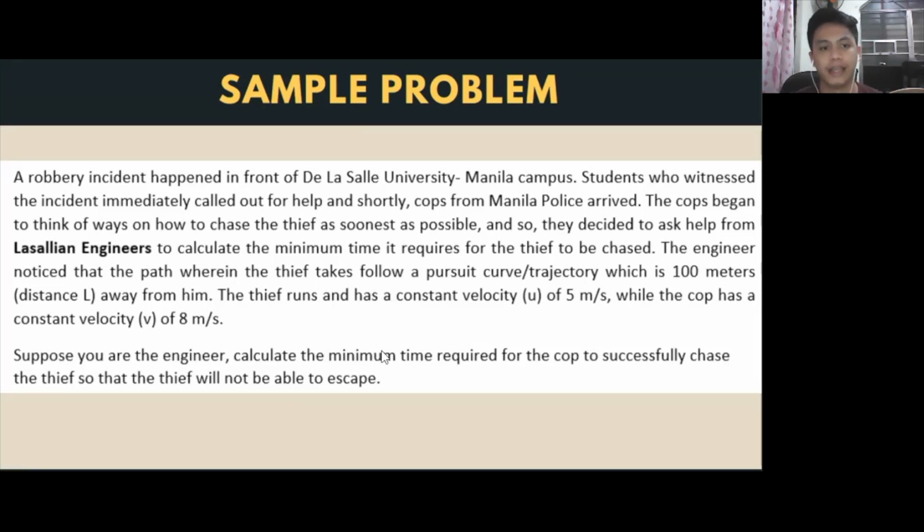The engineer noticed that the path the thief takes follows a pursuit curve or trajectory, which is 100 meters away from him. The thief runs at a constant velocity u of 5 meters per second, while the cop has a constant velocity v of 8 meters per second. Suppose you are the engineer. You need to calculate the minimum time required for the cop to successfully chase the thief so that the thief will not be able to escape.